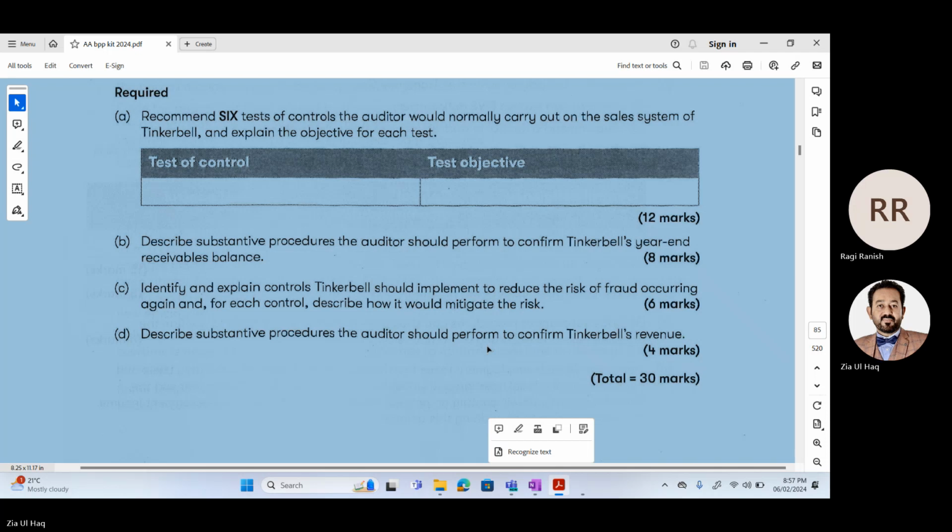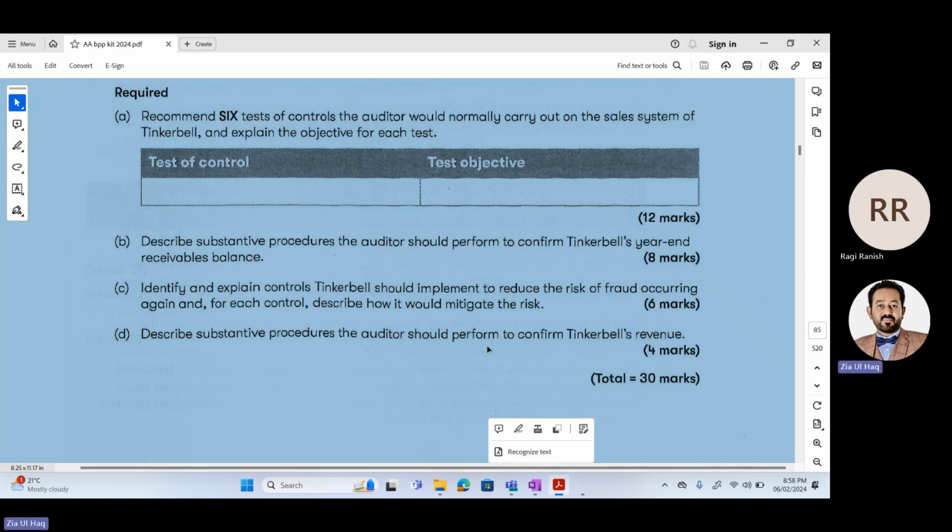Third, there should be rotation of accounts staff on a regular basis. If one staff member works for a longer time, he may get involved in fraud. But if you rotate the staff, the new staff coming in will identify it. It means the fraud will not continue for a long time. So for three controls and how they can mitigate, we can provide answers for 6 marks.